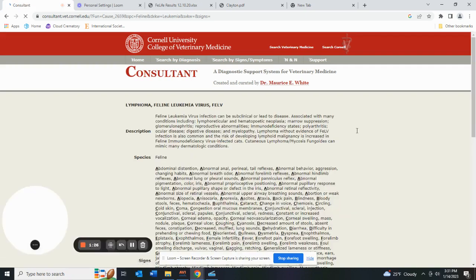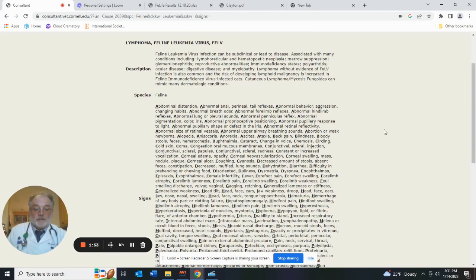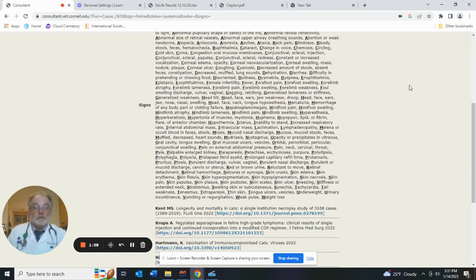When you click on it, what's really neat is it gives you a great description, including the symptoms commonly associated, which are cancer, bone marrow suppression, kidney infections, reproductive problems, arthritis, eye problems, gastrointestinal digestive disease, destruction of muscle tissue. So a whole lot of things. And then down below here are all of the symptoms that Cornell Feline Health Center has listed. So now that you have that, I want to tell you that we have a product called FeLife.